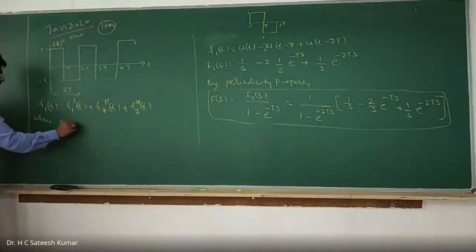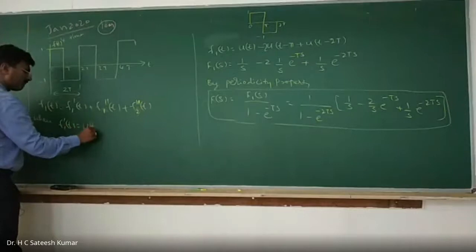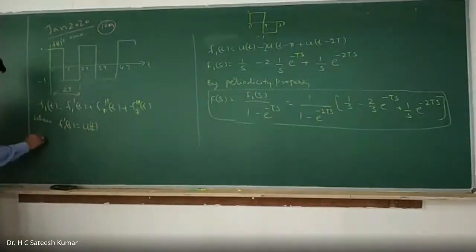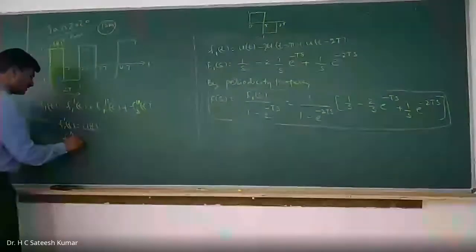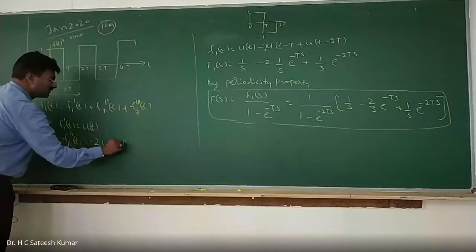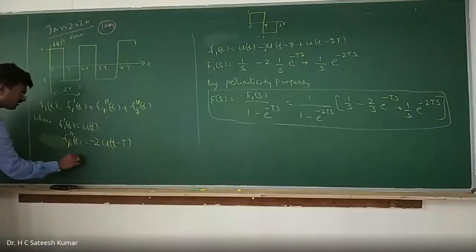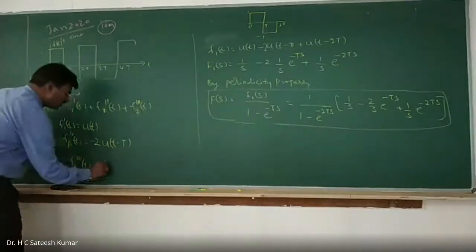Where f1 dash of t is equal to u of t. Therefore f1 of t is equal to f1 dash of t, and f1 double dash of t I'll call the second term, minus 2 into u of t minus T, and f1 triple dash of t I'll call u of t minus 2T.